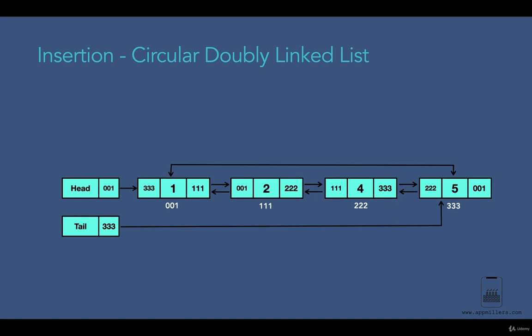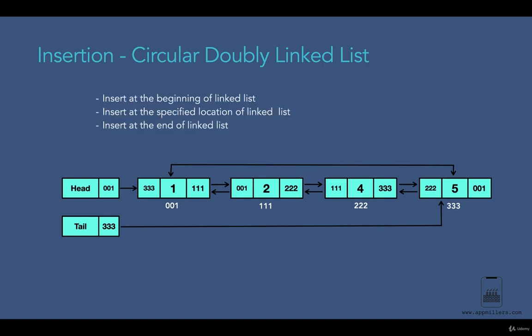Alright, in the last lecture we learned how to create a CircularDoublyLinkedList, and we have seen how it works in practice. So in this video we are going to see how the insertion of a node works in a CircularDoublyLinkedList. Here again we have three cases for insertion.